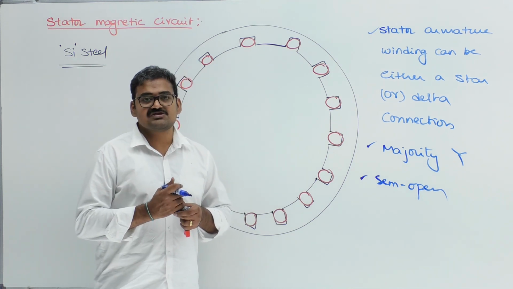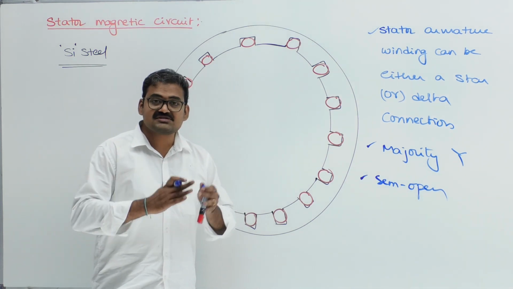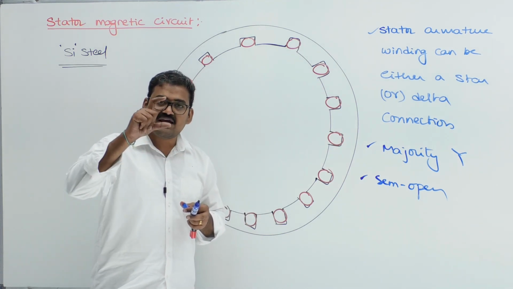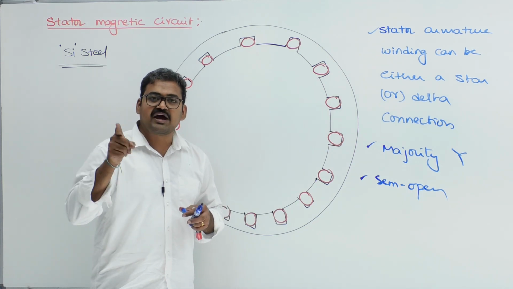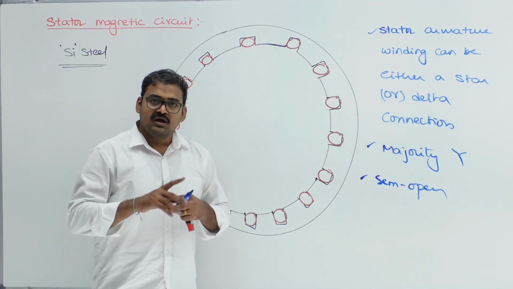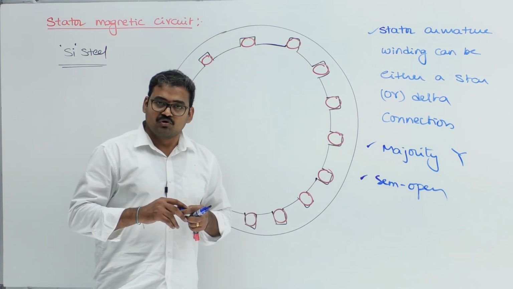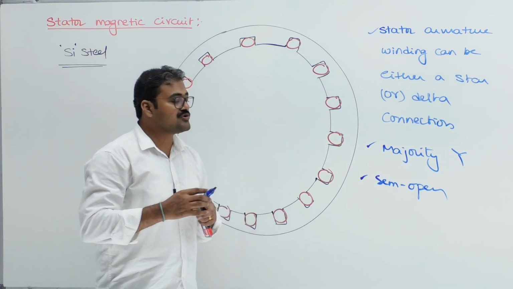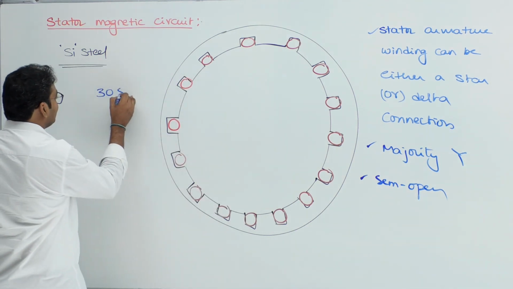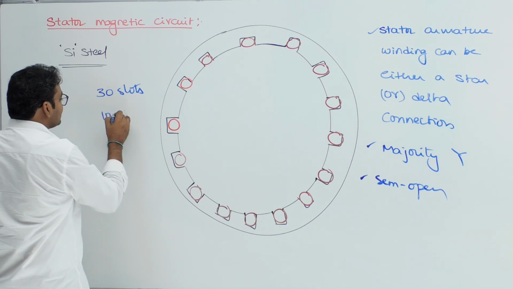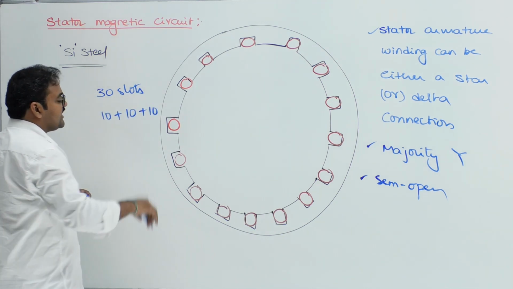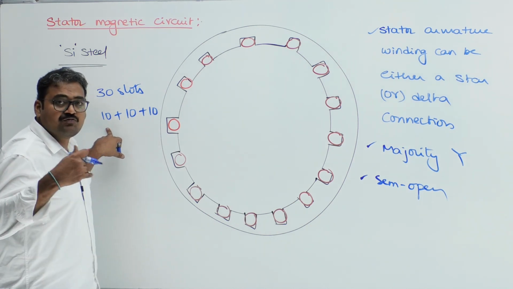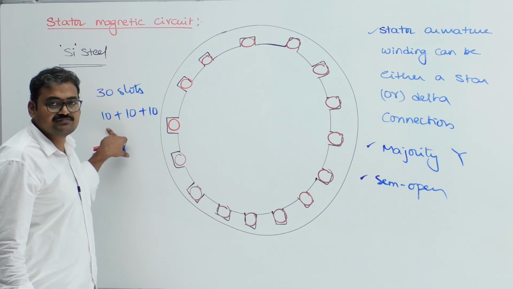balanced voltages or unbalanced voltages? Balanced voltages. That means phase A, phase B, phase C, all three phases must generate same magnitude of voltage, but they should have 120 degrees phase angle difference. To generate same magnitude of voltage, every phase should have same number of slots. Suppose if overall 30 slots are available, then phase A 10 slots, phase B 10 slots, phase C 10 slots. Therefore all phases are having the same number of slots, therefore we can expect same voltage will be generated.